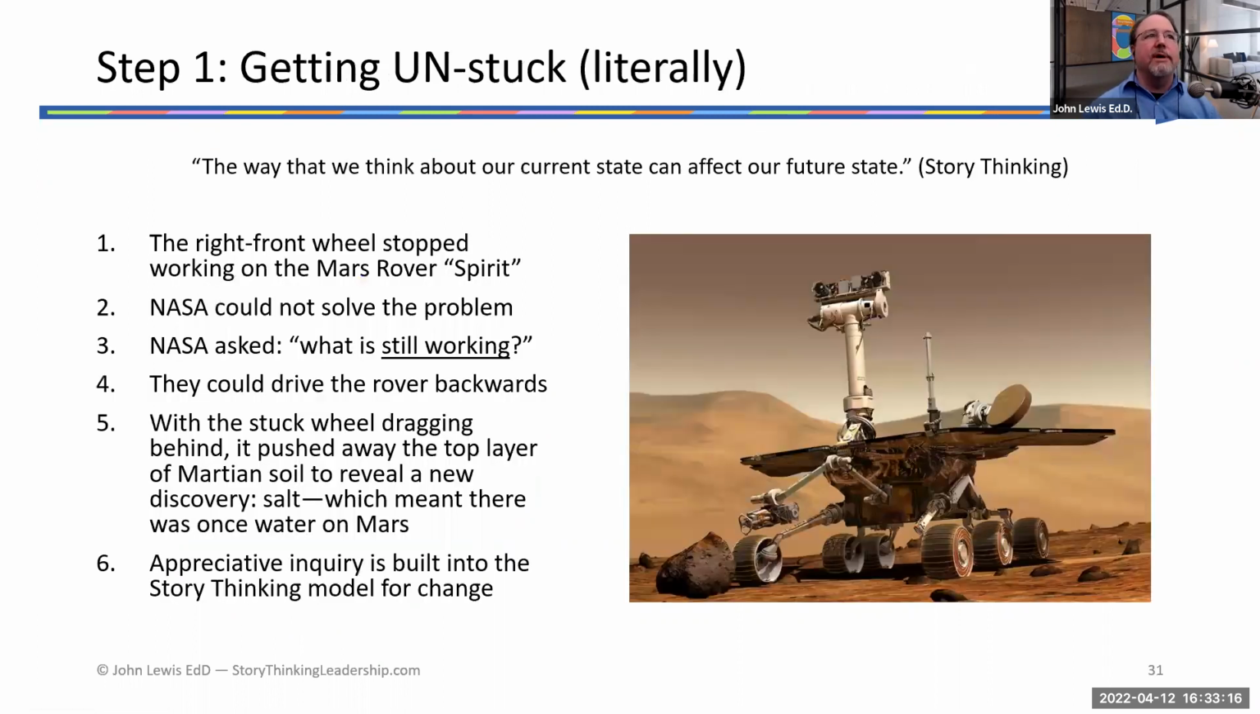Here's a true story about getting unstuck, literally. The right front wheel stopped working on the Mars rover Spirit. NASA could not solve the problem. They tried and tried, couldn't solve it. So then they asked a different question. What's still working? They could drive the rover backwards. With the stuck wheel dragging behind, it pushed away the top layer of Martian soil to reveal a new discovery, salt, which meant there was once water on Mars.